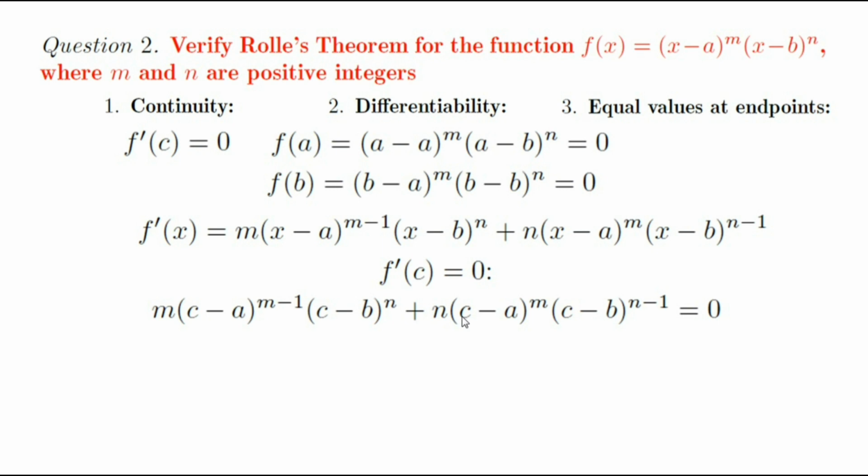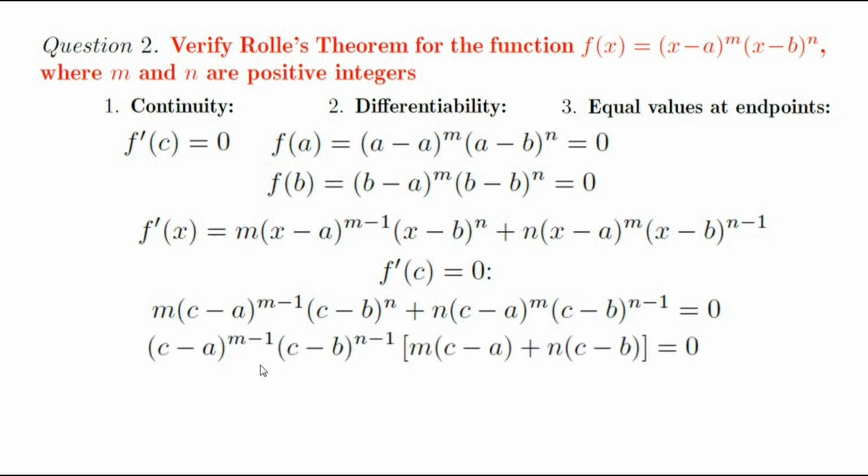factor out common terms. We have the common terms (c - a)^(m-1) (c - b)^(n-1). The rest of the factor will be m(c - b) + n(c - a) = 0. We have to set each factor equal to 0 and then solve for c. (c - a)^(m-1) is 0, which implies that c minus a is 0. Therefore, c equals a. Now we can see (c - b)^(n-1) is also 0, which implies that c minus b is equal to 0, so c equals b.